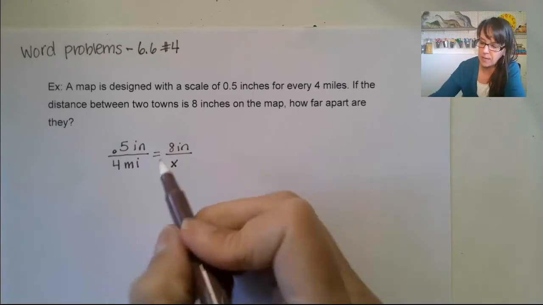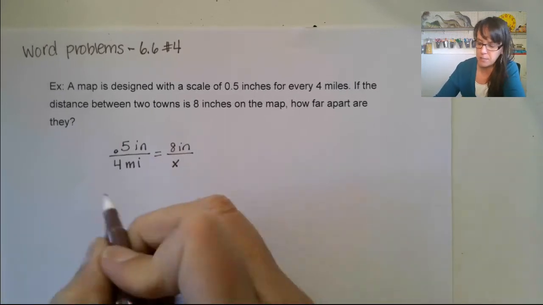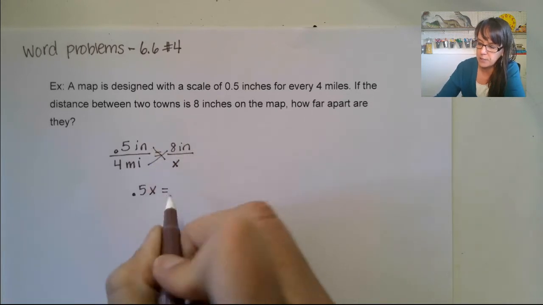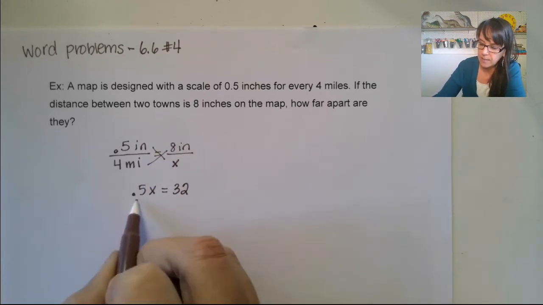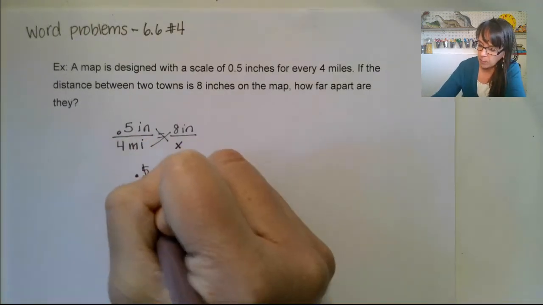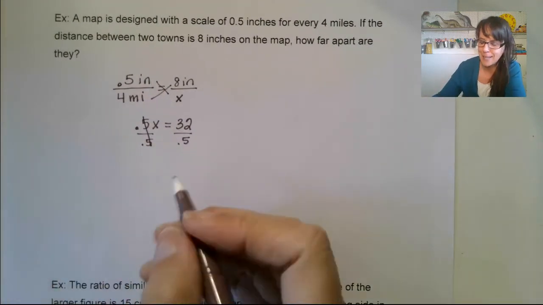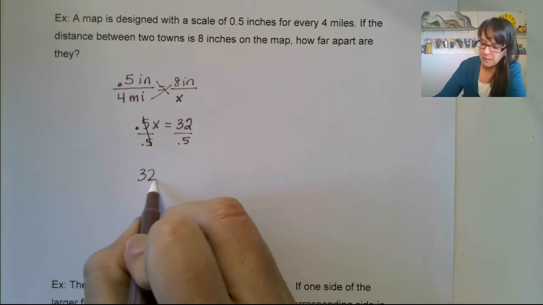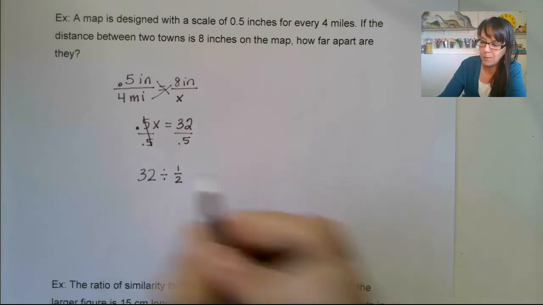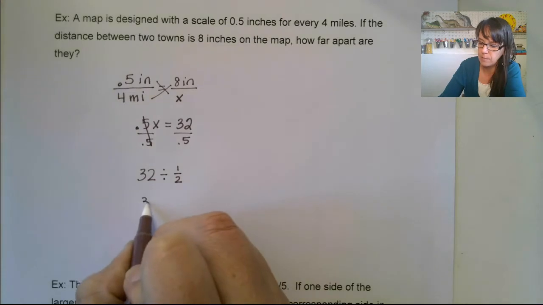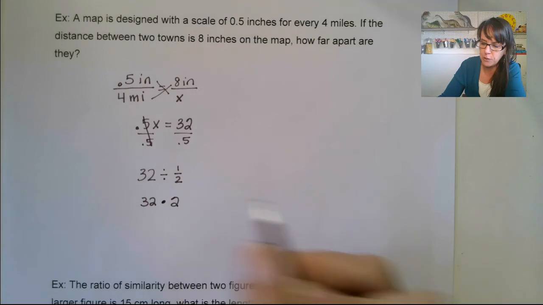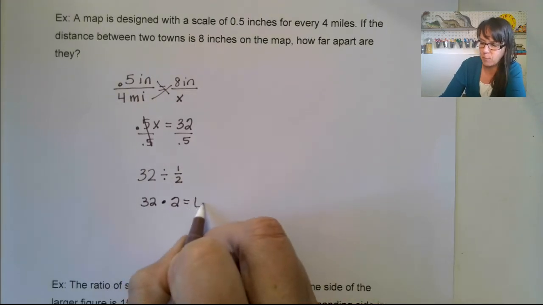We can do two things. We can cross multiply, which gives us 0.5x equals 32. Divide by 0.5, divide by 0.5. Now, remember, we never divide fractions, so let's talk about this. We're doing 32 divided by, and instead of 0.5, I'm going to write 1/2 as a fraction. But remember, we never divide fractions, we multiply by the reciprocal. So the reciprocal of 1/2 is 2 over 1, or just 2. That makes this problem a lot easier: 64.